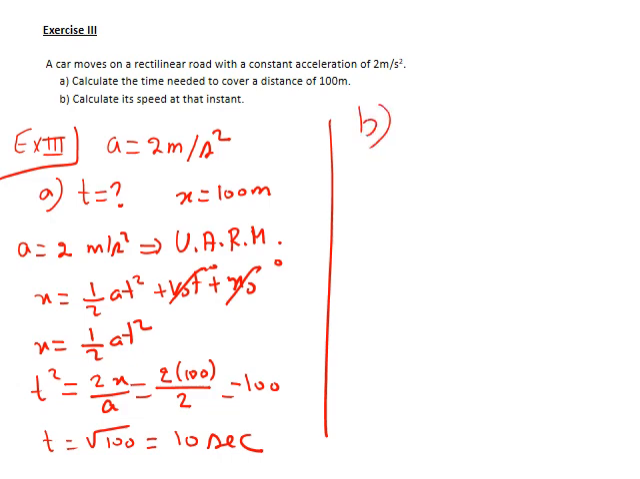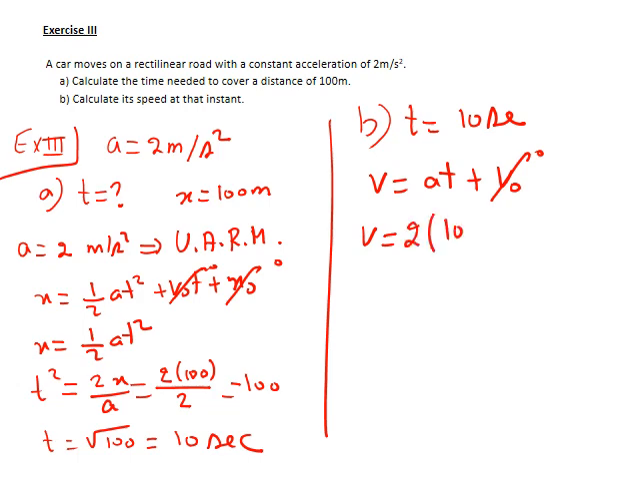B. Calculate its speed at this instant. At this instant, t equals 10 seconds. v equals at plus v0. v equals a times t, which is 2 times 10 seconds, equal to 20 meter per second.